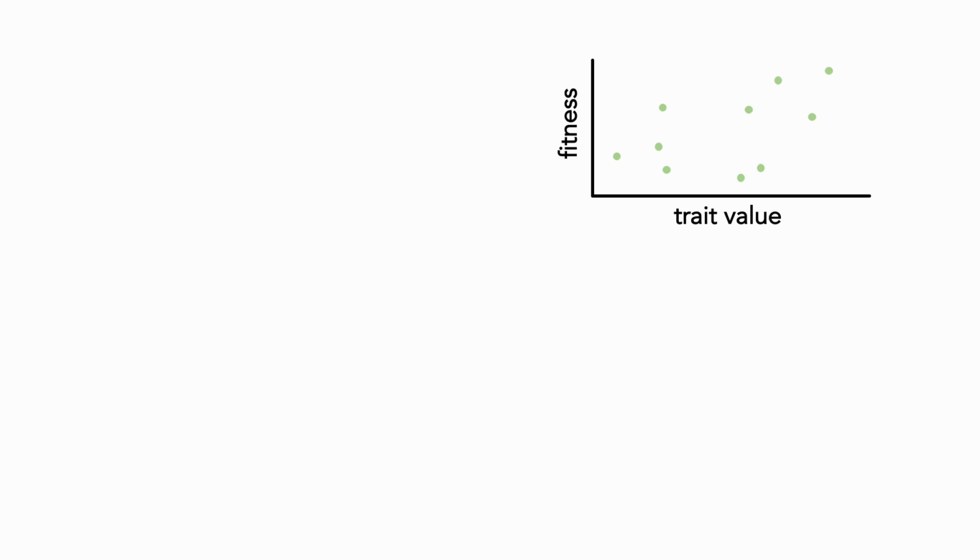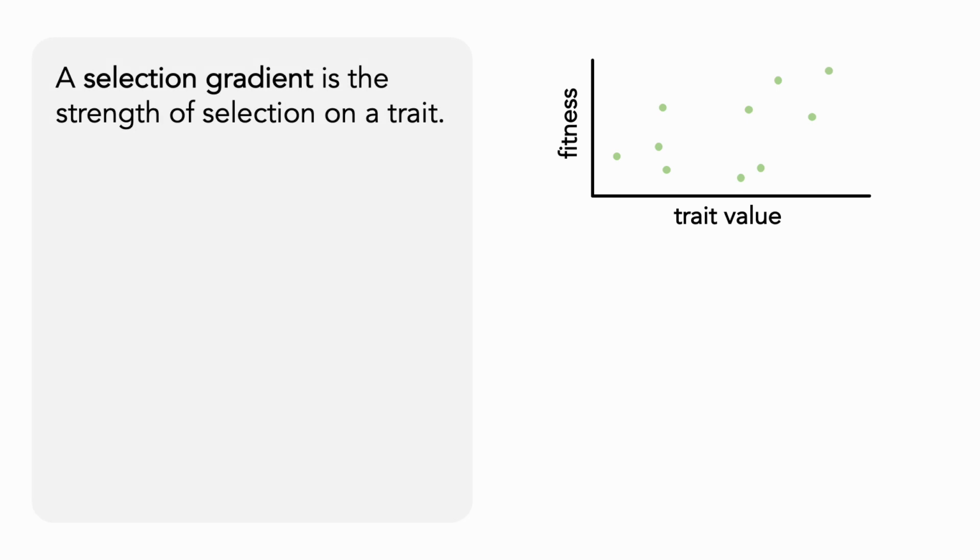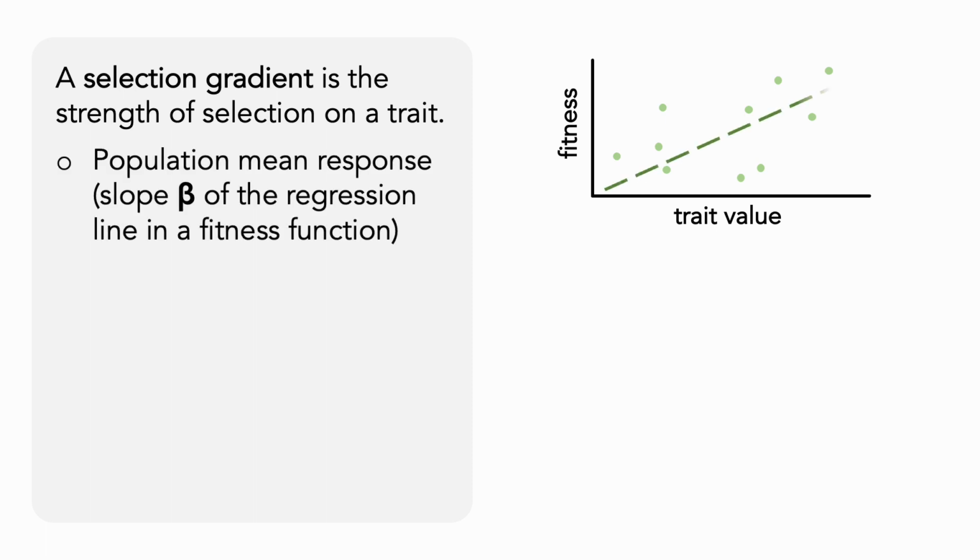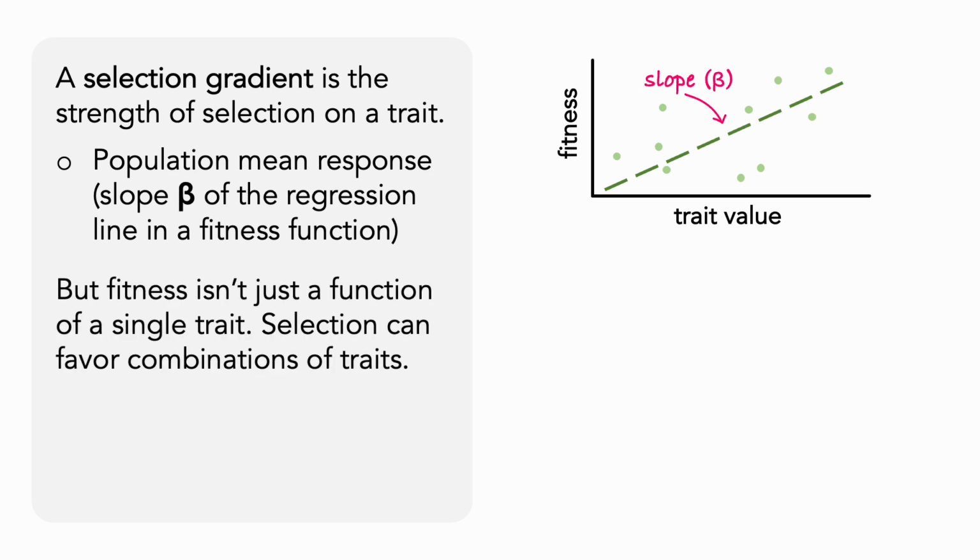In all of these examples, natural selection creates something that we call a selection gradient. A selection gradient is the strength of selection on a trait, so it can be found along the population mean response, which is the slope beta of the regression line in a fitness function. Note that a selection gradient is analogous to the selection coefficient of a monotypic trait, one that's encoded by alleles at a single locus. But fitness isn't just a function of a single trait.